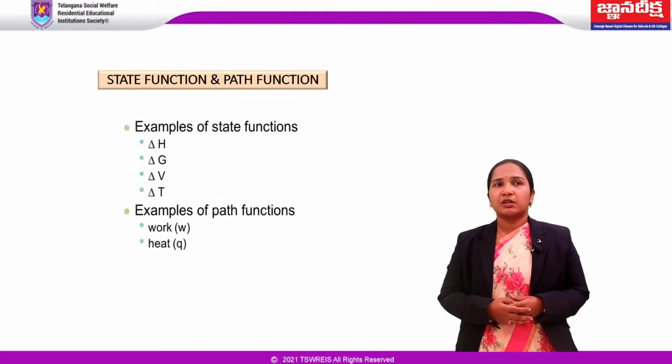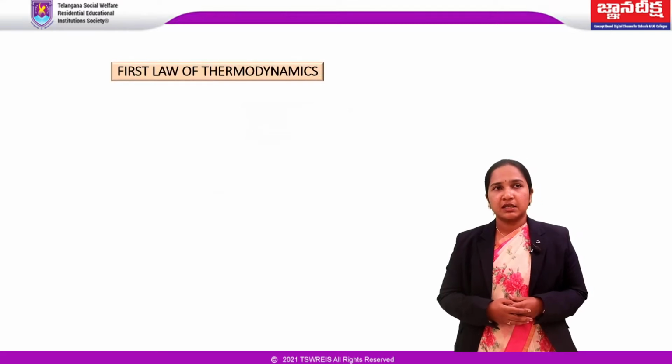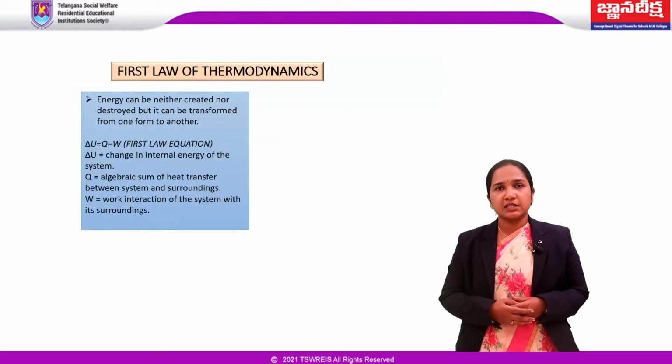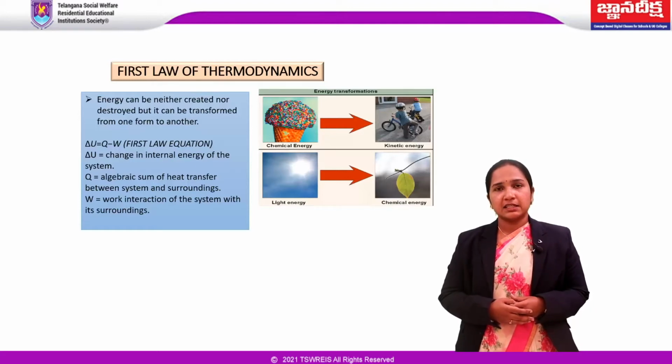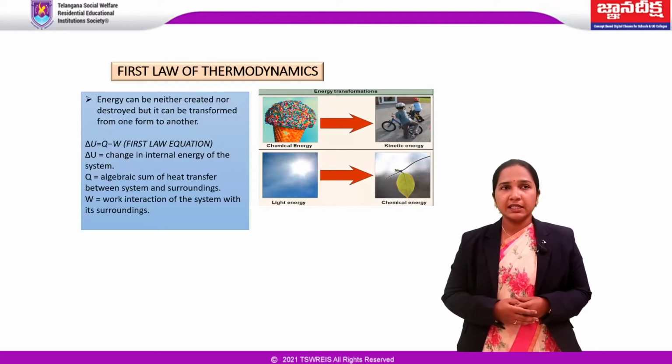So let's study the first law of thermodynamics. According to the first law of thermodynamics, energy can be neither created nor destroyed, but it can be transformed from one form to another form. That is the first law of thermodynamics. The equation is delta U is equal to Q minus W, where delta U is the change in internal energy, Q is the heat and W is the work.